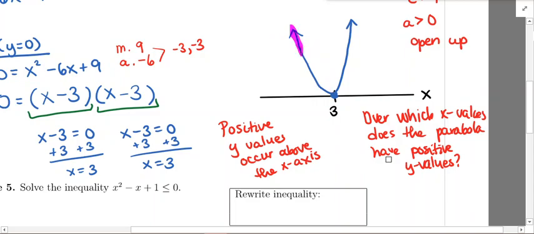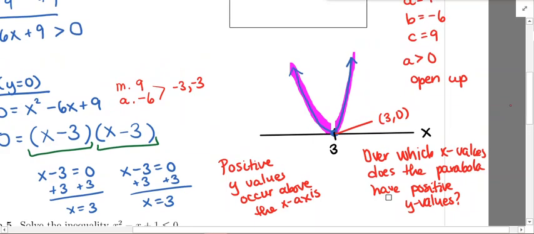So I'm shading in purple. The purple parts, that's where the parabola is above the x-axis. This one lone intercept is the point (3, 0). It has a y value exactly equal to 0. So that x value of 3 is not going to be a solution to the inequality, because this x value has a y value equal to 0.